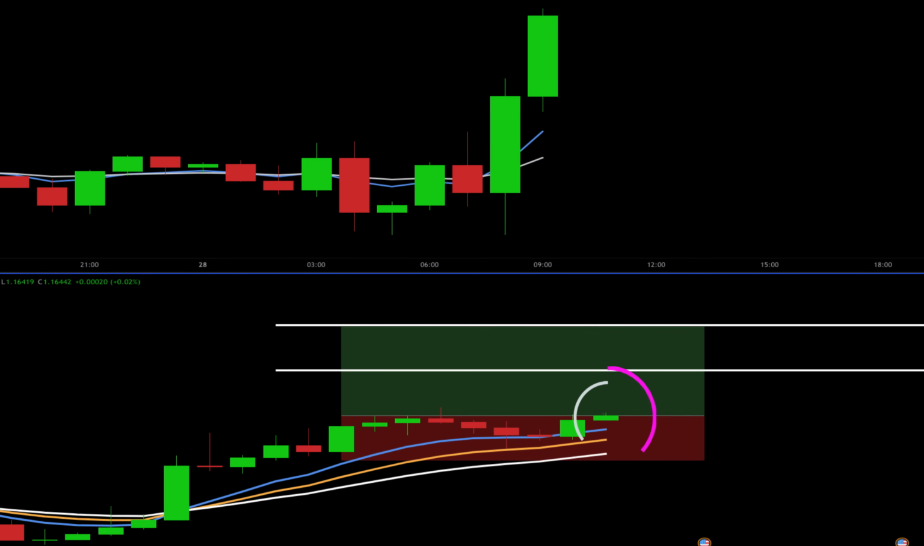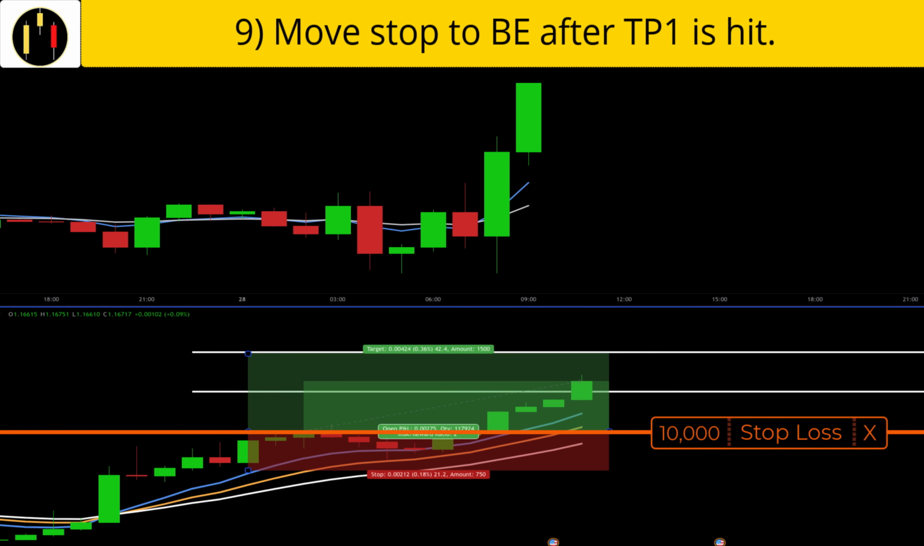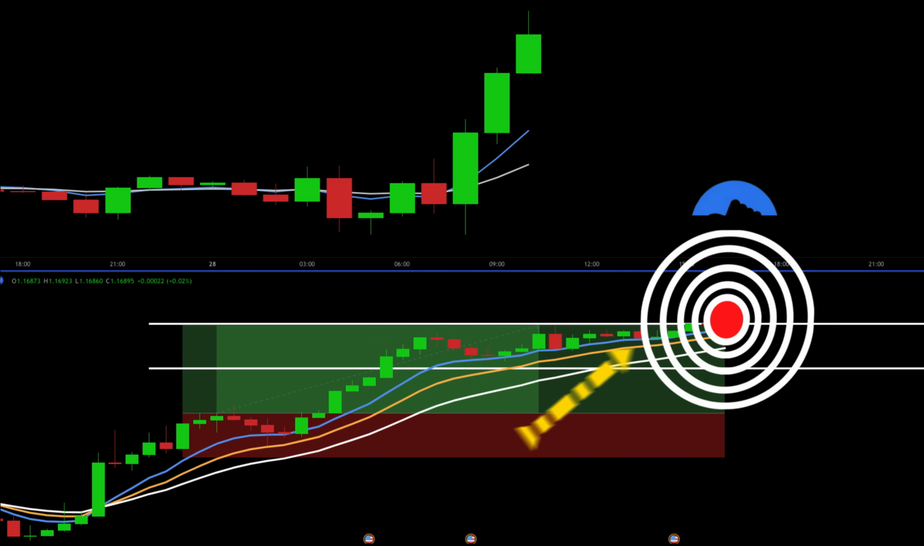Our buy stop is hit on this candle and the trade is entered. When target 1 is hit, move the stop to break even and target 1-to-2 for the second half. And this example hits the target.